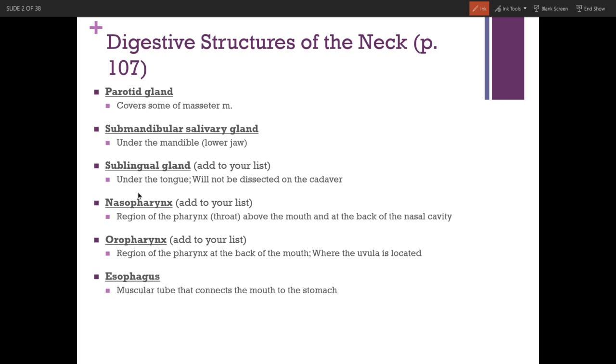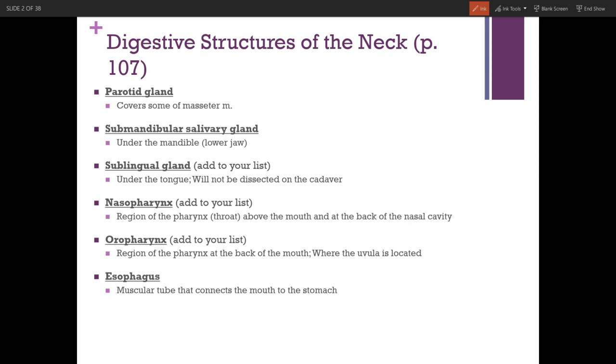Now, we also have something called the pharynx, which is just a special way of saying the throat. It's got a couple of regions to it. First off, we have the nasopharynx. Now, this is going to be just at the back of the nasal cavity. And then we're also going to have the oropharynx, which is at the back of the mouth in the throat region. Now, there is a structure called the uvula that is found just in front of the oropharynx here.